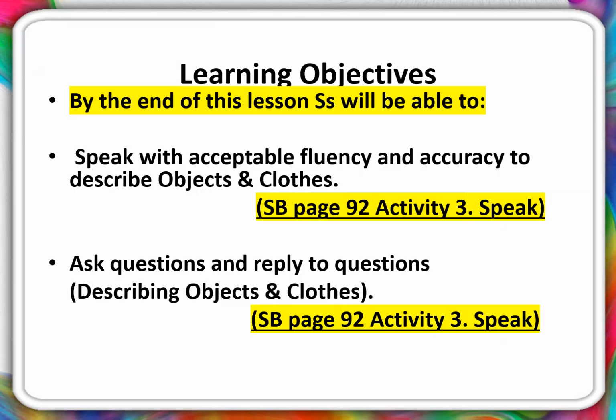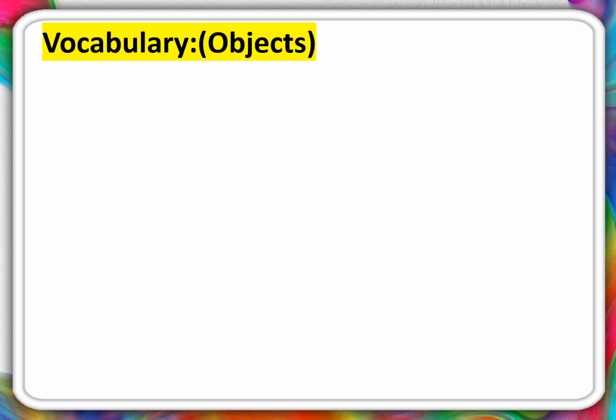By the end of this lesson, you will be able to speak with acceptable fluency and accuracy to describe objects and clothes. You will also be able to ask questions and reply to questions while describing objects and clothes. This is related to the student book activity number 3, page 92. Let's first revise some vocabs related to objects.